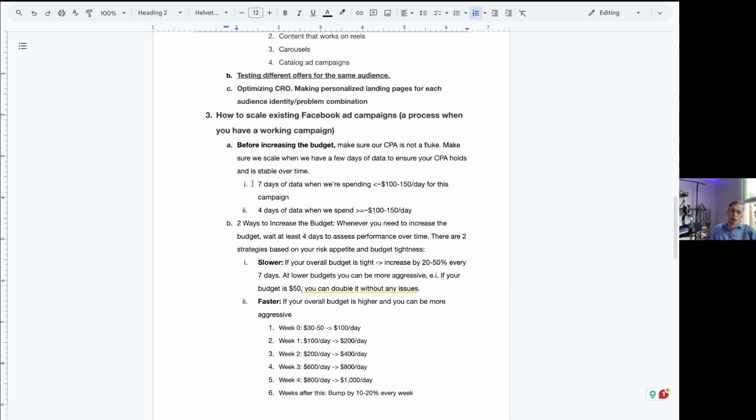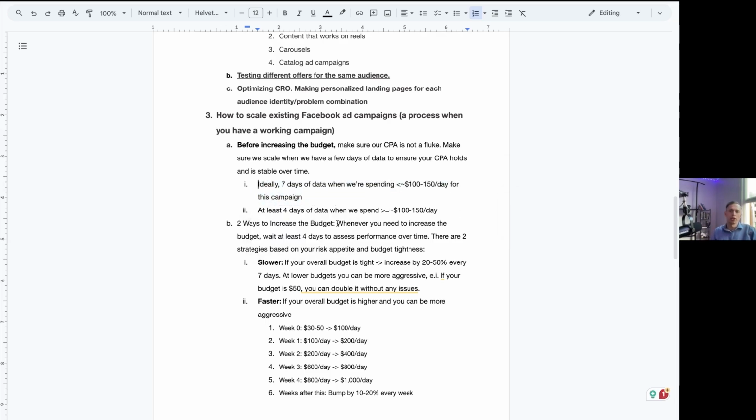So you want to look at least 4 days, and ideally 7 days of data. And you'll want to look at it and see if the CPA holds and is stable over time. And if it is, then you can scale, increase the budget.